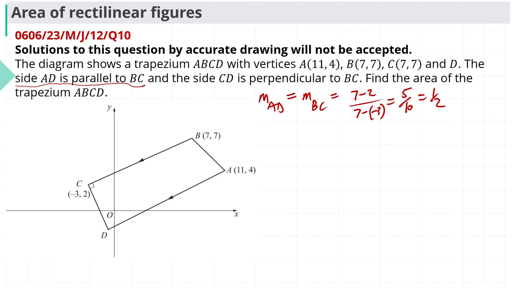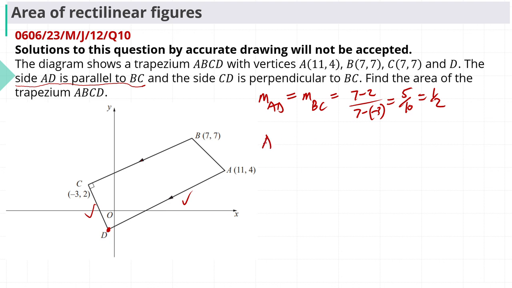Now, what else can we do? We can find the equation of line AD, so we solve it simultaneously with the equation of line CD. Line AD and line CD intersect at D. So we want to find the equation of these two lines and solve simultaneously.